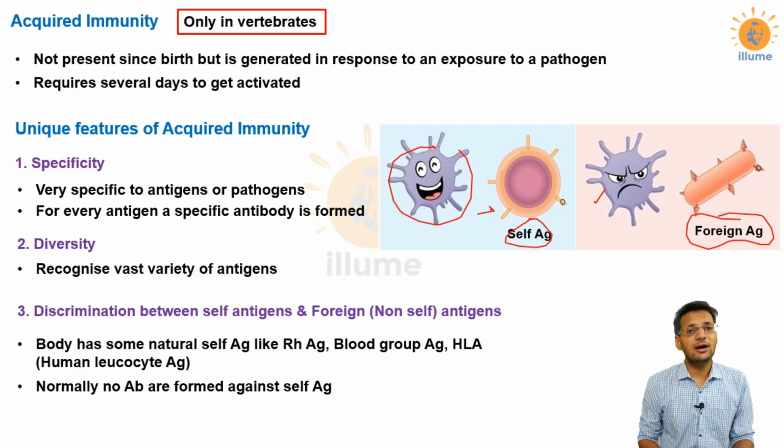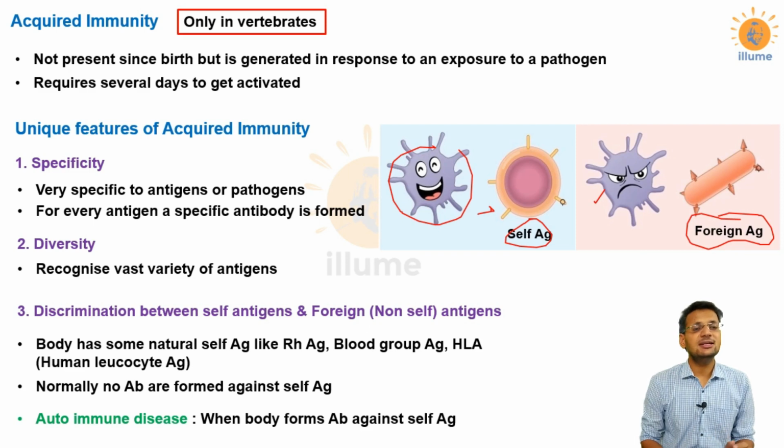Now you must have heard a word called autoimmune disease. What is an autoimmune disease? If your body starts producing antibodies against your own antigens, that is, the self antigens, then this condition is called an autoimmune disease, which we will deal with in other videos.